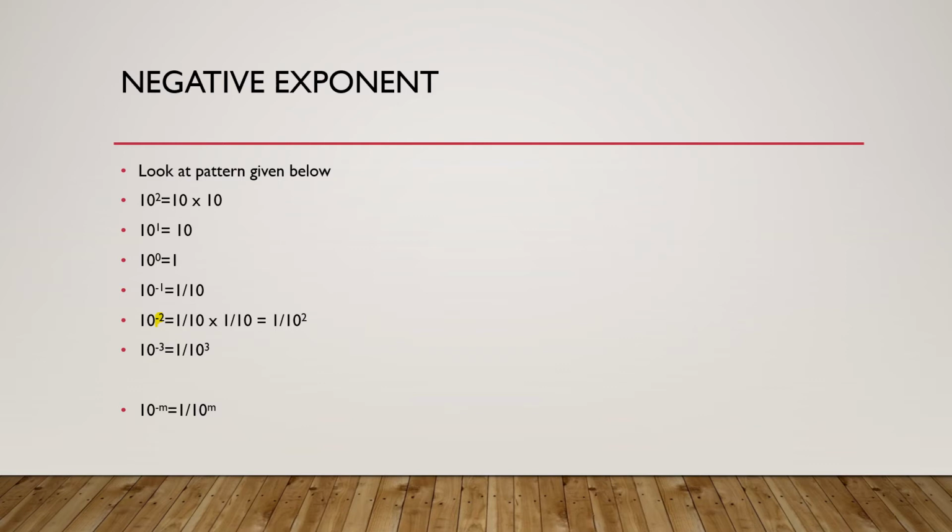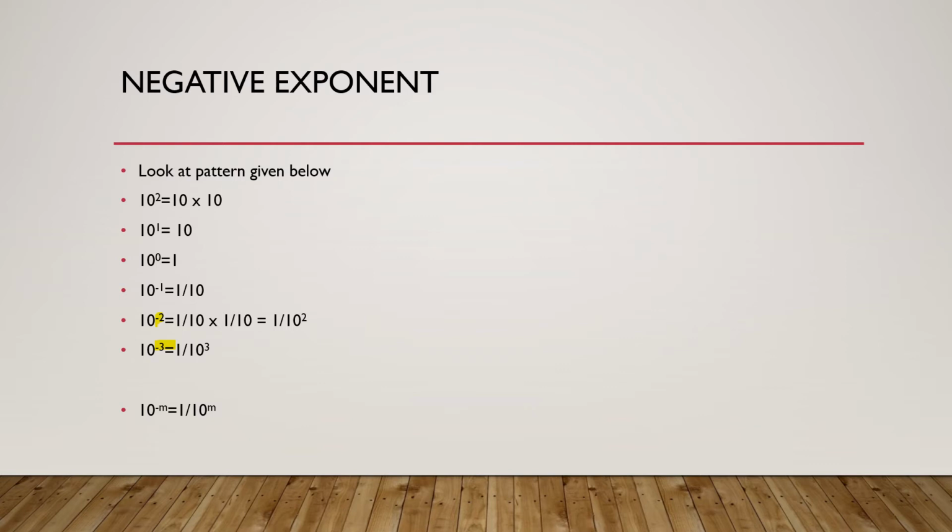Now 10 power minus 3, how we will convert this negative exponent in positive exponent? Simply take reciprocal of 10, that is 1 by 10 power 3. Similarly 10 power minus m, 1 by 10 power m, we convert the negative exponent into the positive exponent by taking reciprocal of our base.